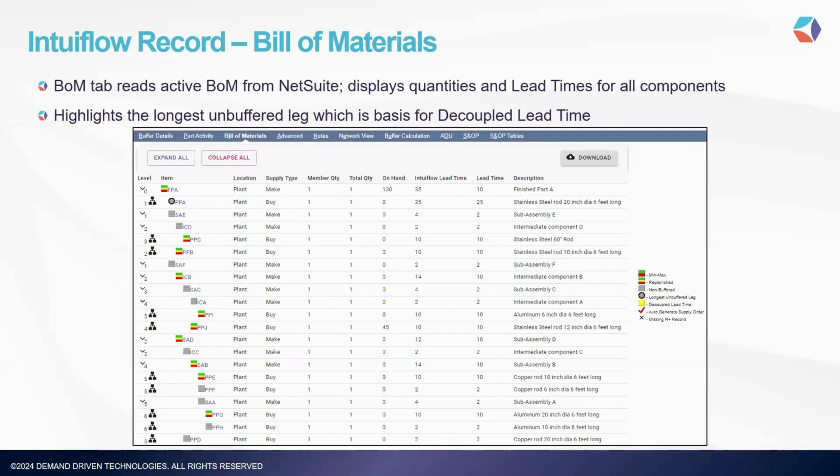So it just gives you some more visibility from that aspect as well. And then you can see the individual lead times and then the Intuiflow lead time for the finished good, right? So in this case, we can see here from the legend, you can see this symbol represents the longest unbuffered leg. That's BPA over here, which has a lead time of 25 days. So that's being factored into the FPA lead time. So it's saying it takes me 25 days to get BPA and then an additional 10 days to make FPA, hence the 35 here.